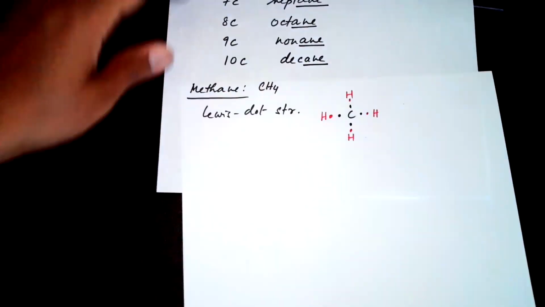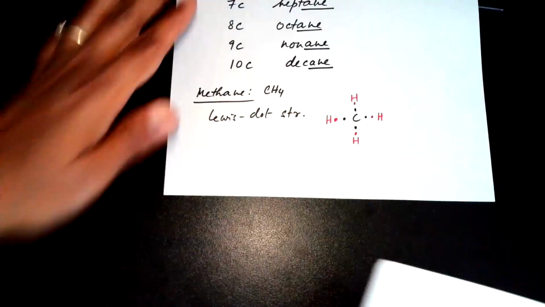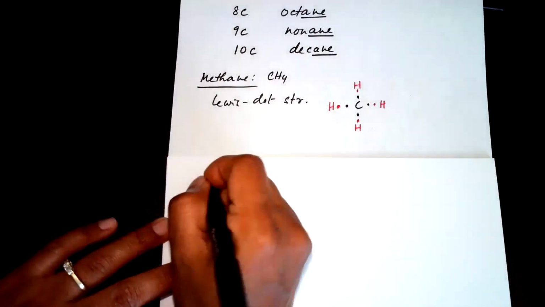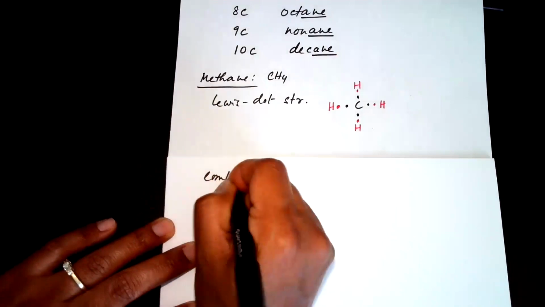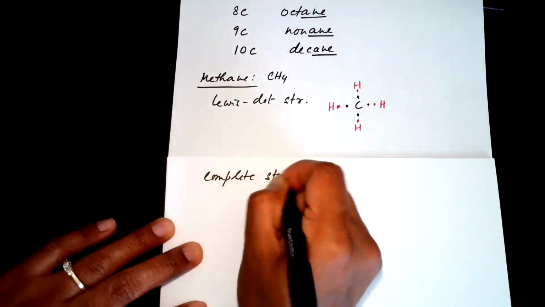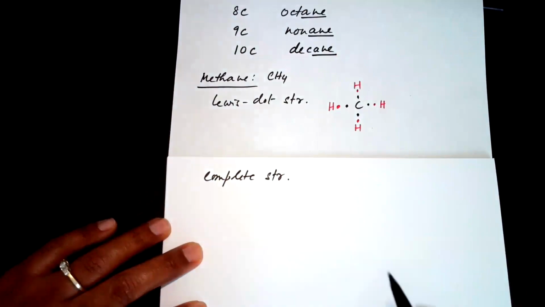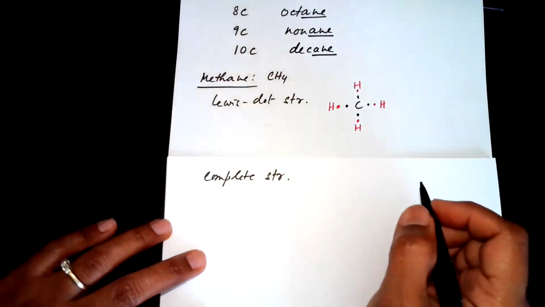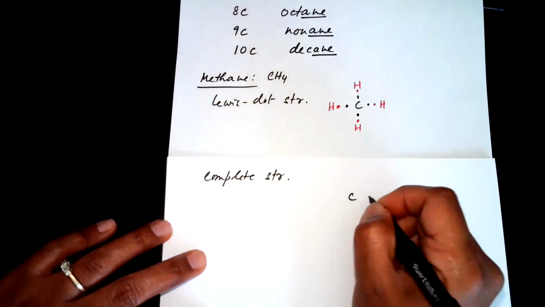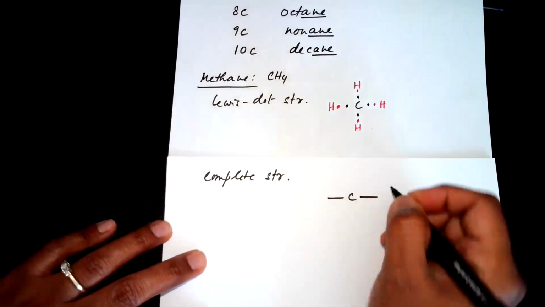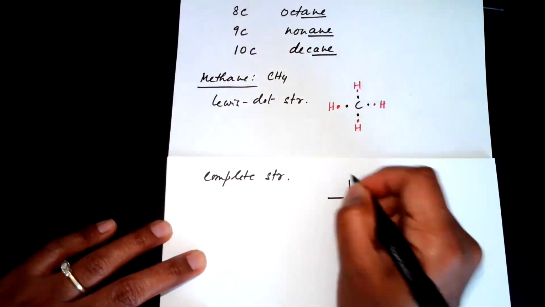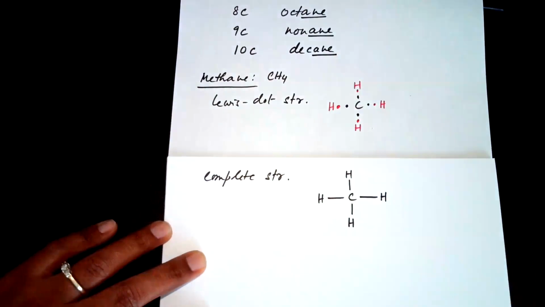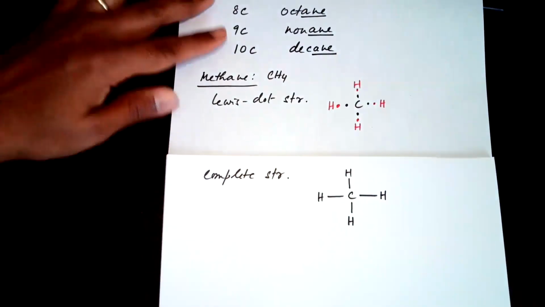Now, another way of drawing the same thing would be known as the complete structure of the molecule. How would you draw the complete structure? Well, complete structure is kind of the 2-dimensional structure of the molecule. I would draw the carbon in the middle, and instead of showing those dots, those electrons, I would show 4 bonds with 4 hydrogens. That's the complete structure of your molecule.